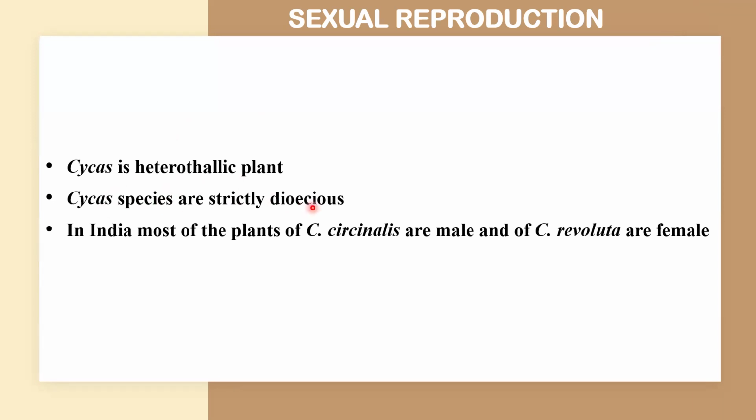Cycas is strictly dioecious, which means that male and female cones are present on two different plants. Either of them will be present on a single plant. In Cycas, female cones are not formed, so we may term them as megasporophylls here. So, never can we see both male cone and megasporophyll on the same plant. They will be present separately always. In India, most of the plants of Cycas circinalis are male and Cycas revoluta are female.